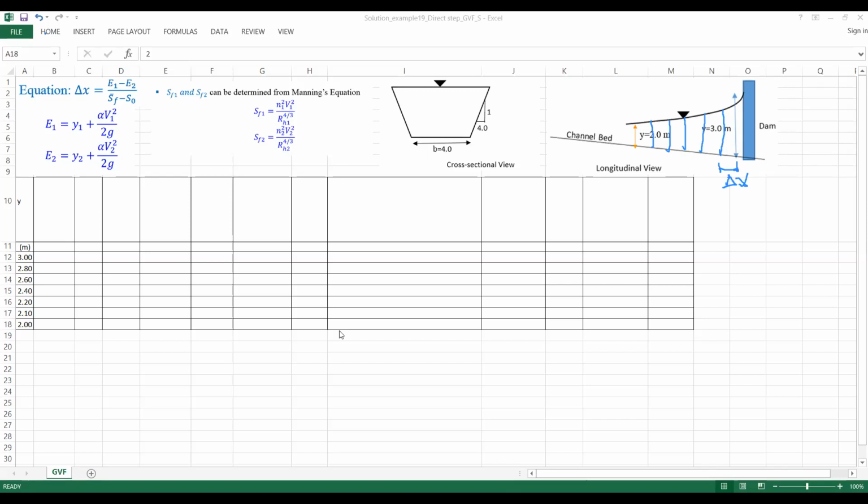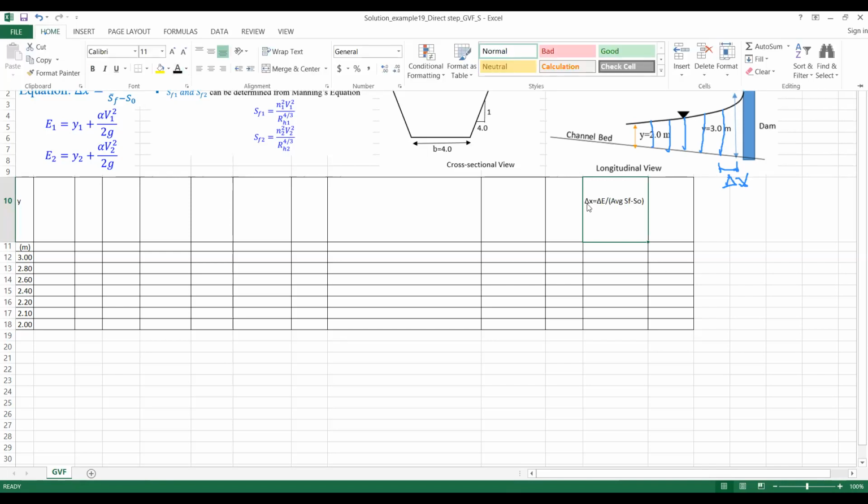So for delta x, if you can remember what was the equation, let's type the equation first. What is the equation for that one? So that is delta x equals delta E over average SF minus S naught. So we have to find delta E and this average SF and S naught. So we will work with each component separately. At first we will calculate the delta E.